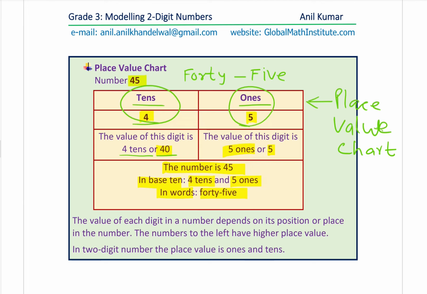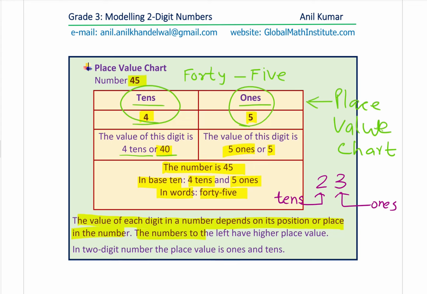Now remember this. The value of each digit in a number depends on the position or place in the number. So that position is important, right? If I write a number, let us say 23, then 3 is ones and 2 is tens. 2 means 20 and 3 means just the number 3. So 2 has more value than 3 since 2 is 2 tens, 20.